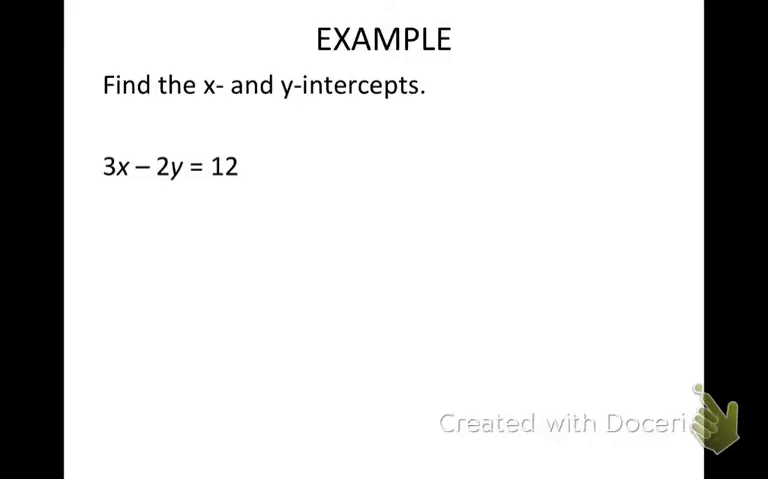Hayden, you're being dismissed. Here's the homework. Emma? Yep.